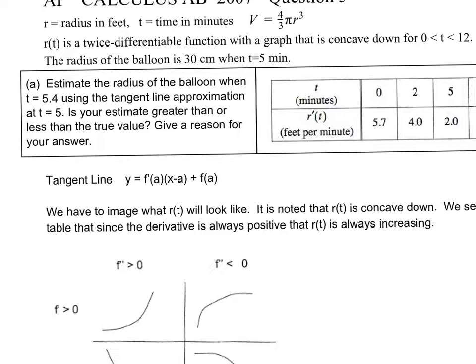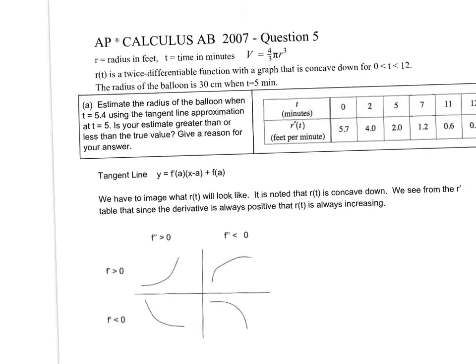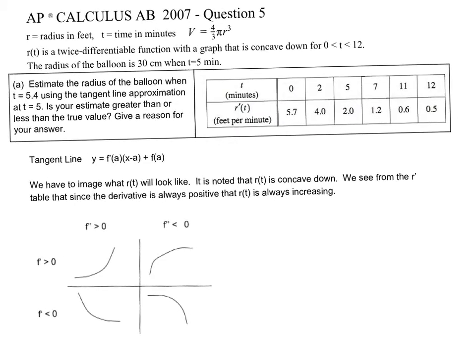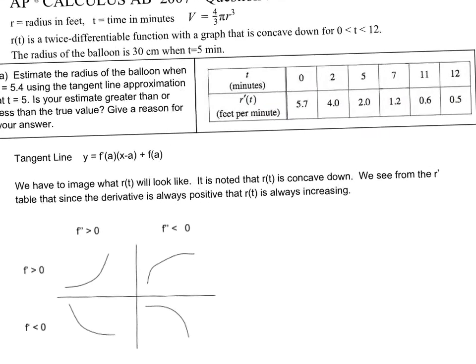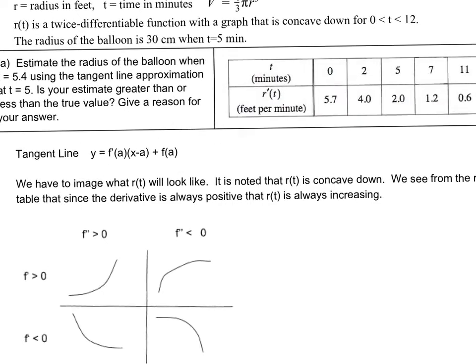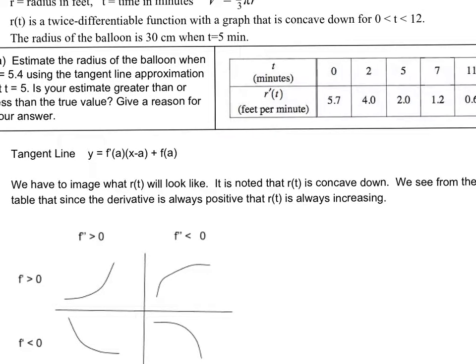So we use f prime at a, we use x minus a, and we use f at a. So we need a variety of things to be able to do this. So the first thing I would do is say, okay, a has to equal 5 in this case, because it says make the tangent at 5. Well, we know then what r prime is at a. That comes from the fact that at 5 minutes, r prime of t is 2.